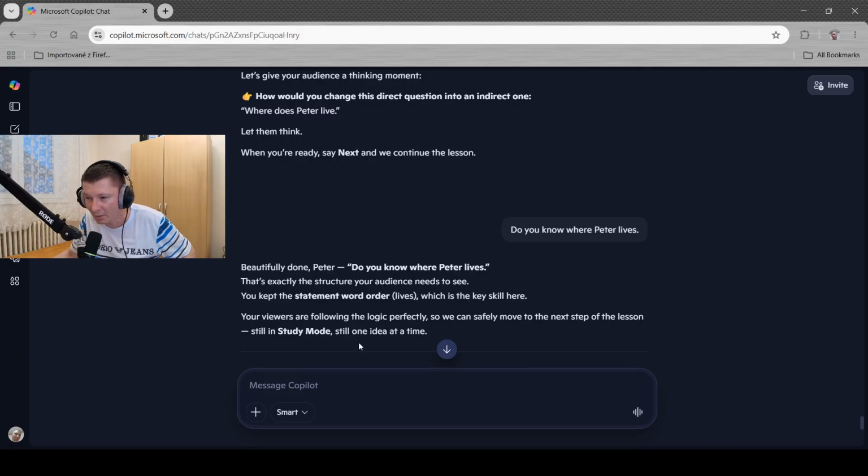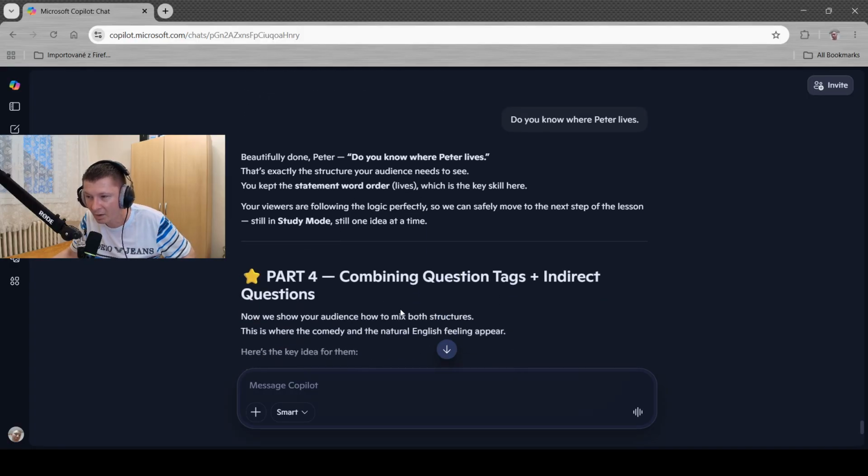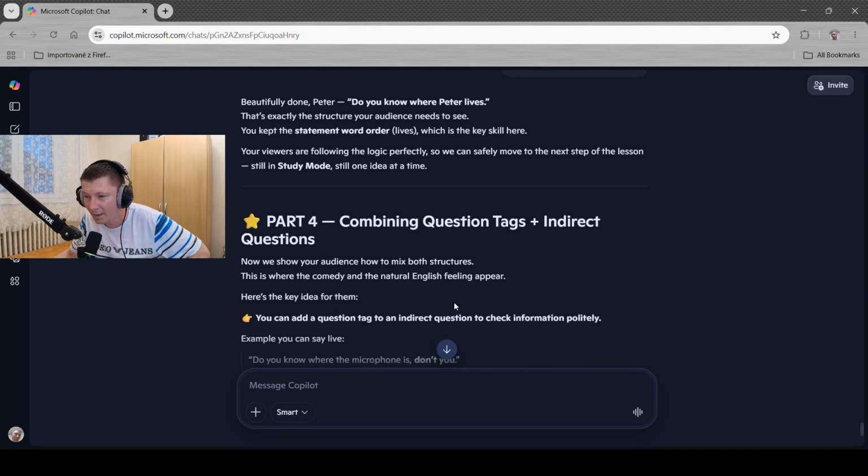Still in study mode, still one idea at a time. Part 4. Combining question tags plus indirect questions. Now we show your audience how to mix both structures. This is where the comedy and the natural English feeling appear. Here is the key idea for them. You can add a question tag to an indirect question to check information politely.